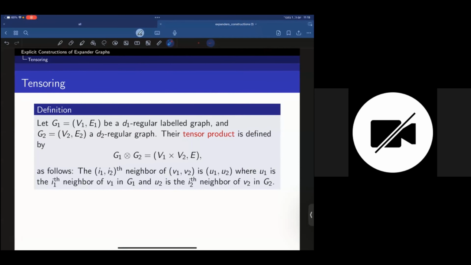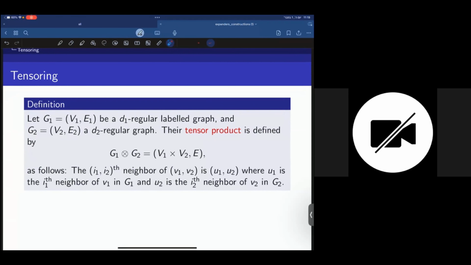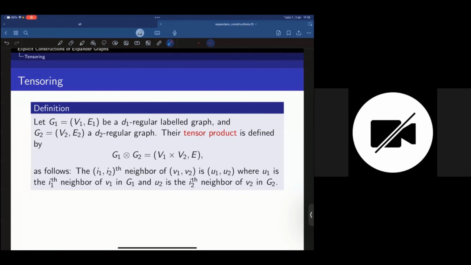Yeah, so now let's talk about tensors of graphs. So really what's going on here is that the tensor of the graph is just whatever happens when you apply the tensor to the adjacency matrices, and you get a new operator, it's an adjacency matrix of some graph, that's the graph.